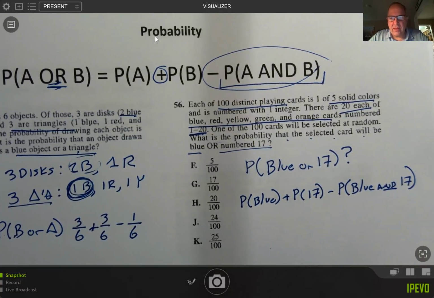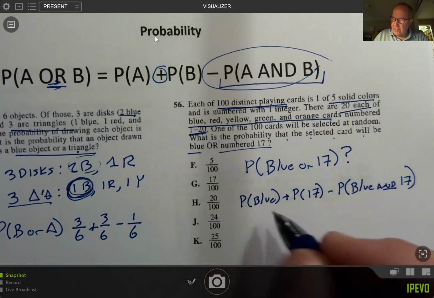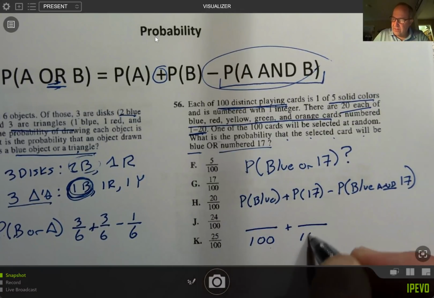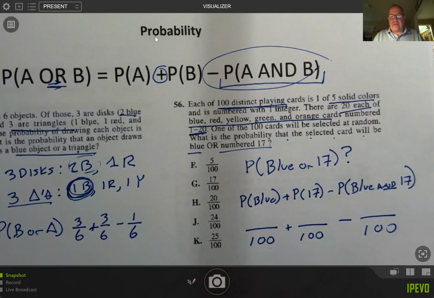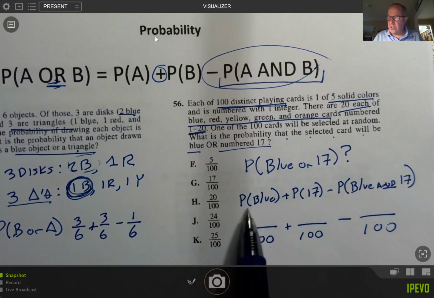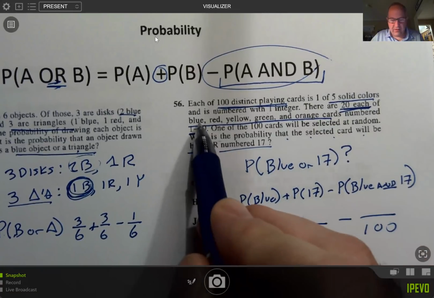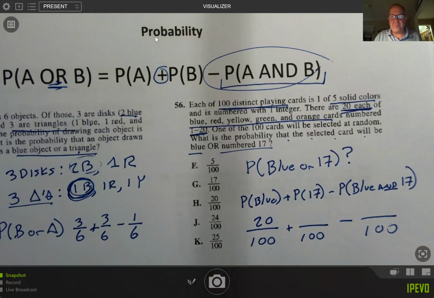Okay, now there's lots of mistakes people could make, but we've got to remember there's 100 cards out there, right? So the denominators for all of these will be out of 100. I think that helps us not make some mistakes, because I could see people doing some different things here. Probability of picking a blue card: well, we're told there are 20 of each of the colors, right? So there would be 20 blue cards.